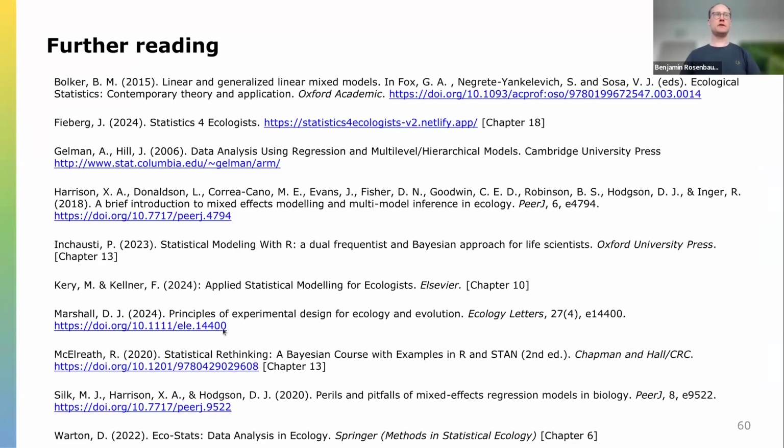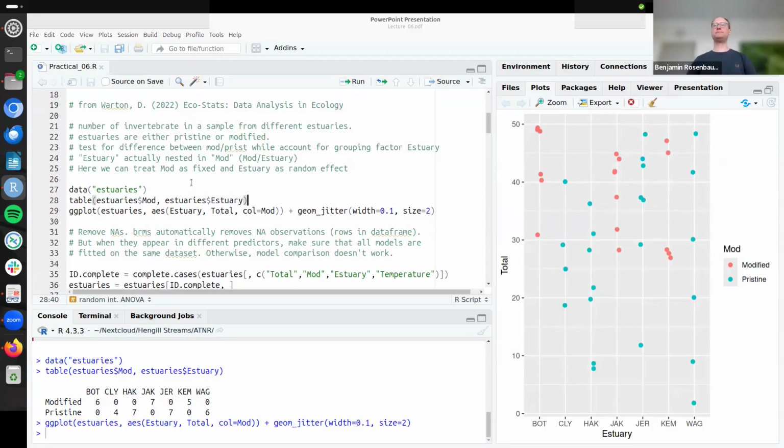Again, some literature. Here are a couple of papers which are interesting. Some introductory or tutorial papers for mixed effects modeling, and all of them are in the context of ecology. I always made sure that these are ecology or biology specific, I must say.